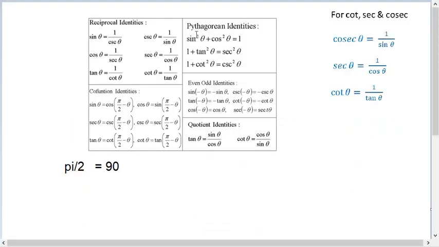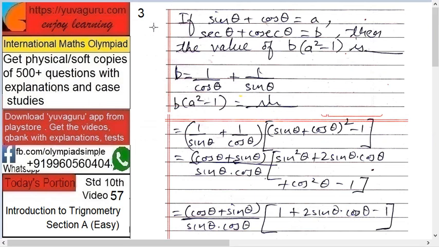See these three identities. Sin square theta plus cos square theta equals 1. 1 plus tan square equals sec square. 1 plus cot square equals cosec square. So we keep the left hand side as it is, cos theta plus sin theta upon sin cos, and this becomes 1 plus 2 sin theta cos theta minus 1.